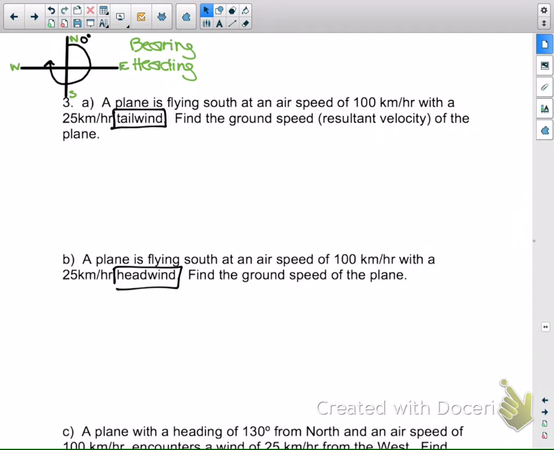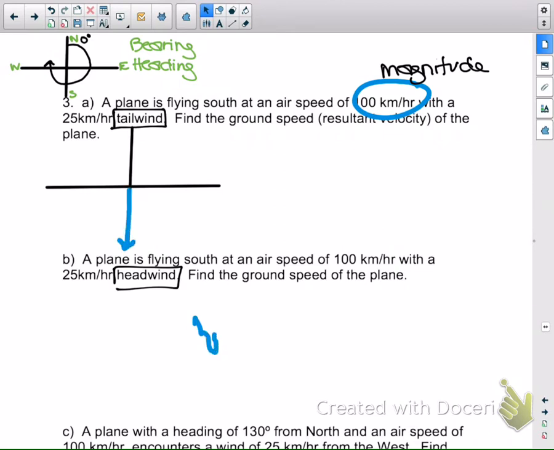In this case, they tell us our plane is flying south with an airspeed of 100 kilometers per hour. In the terms of these plane ones, the speed, these are going to be your magnitudes, the speed of the plane. So if our plane is flying directly south with a speed of 100 kilometers per hour, it tells us that it has a 25 kilometer per hour tailwind. Just because it's a tailwind doesn't mean the vector has to literally be drawn behind it. It can be in front of it, connected to it, along with it. It doesn't matter how you want to draw that.